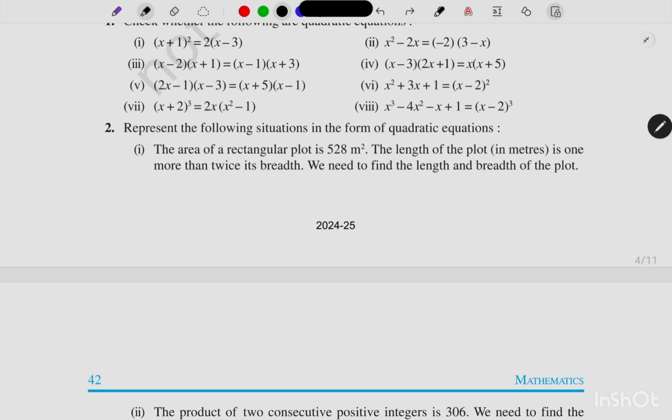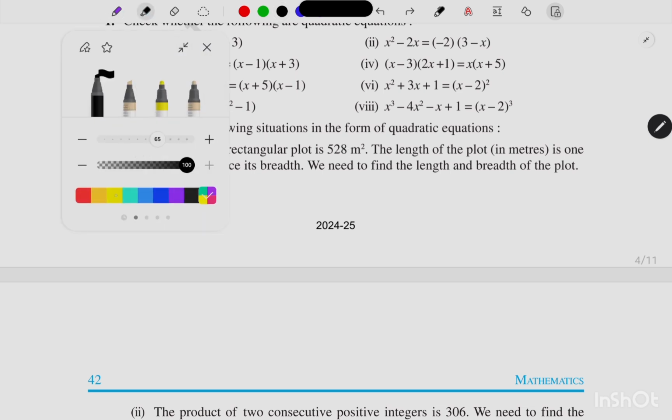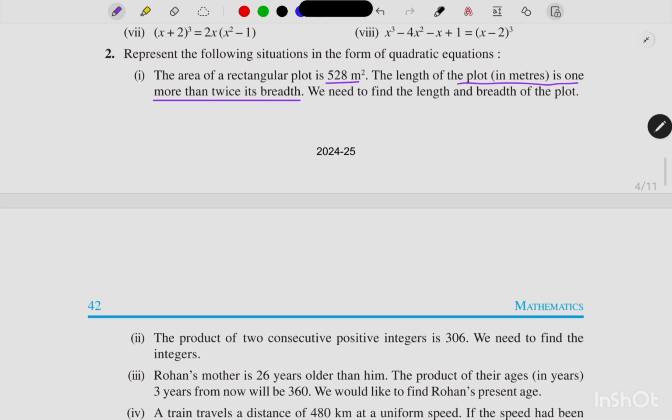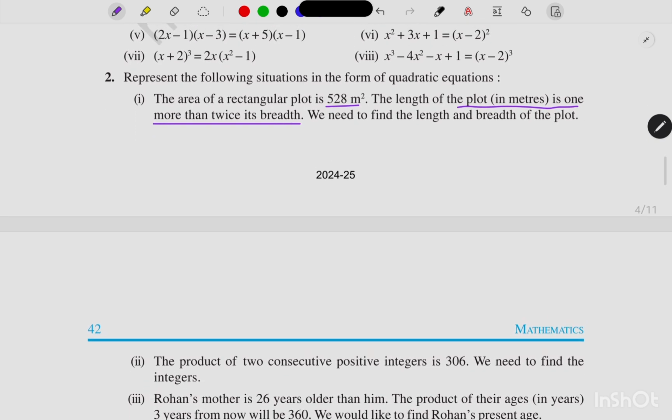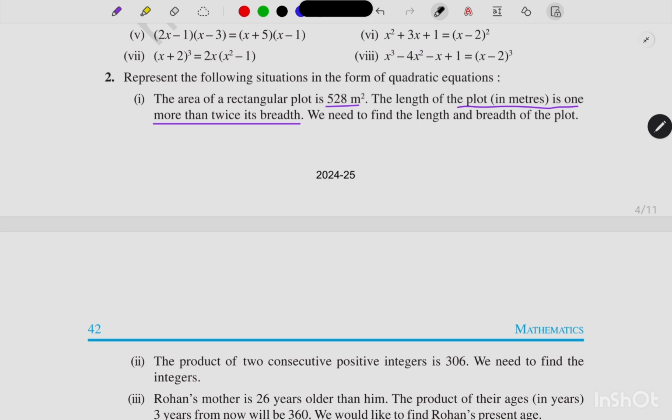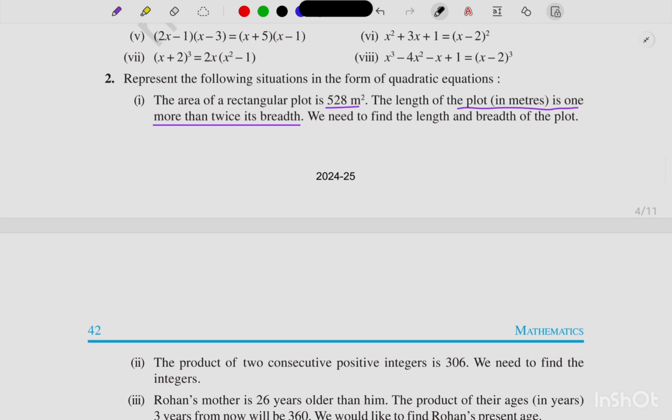The area of a rectangular plot is 528. Now a few things here. When you're solving maths questions, always underline which is important. Okay, the length of the plot in meters is 1 more than twice its breadth. Okay, we need to find the length and breadth of the plot. So there are a few steps, but I'm just going to say that out. Okay, I'm not going to be writing it.